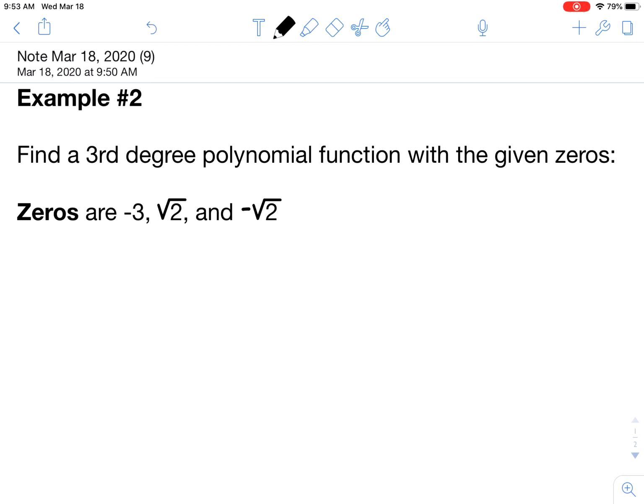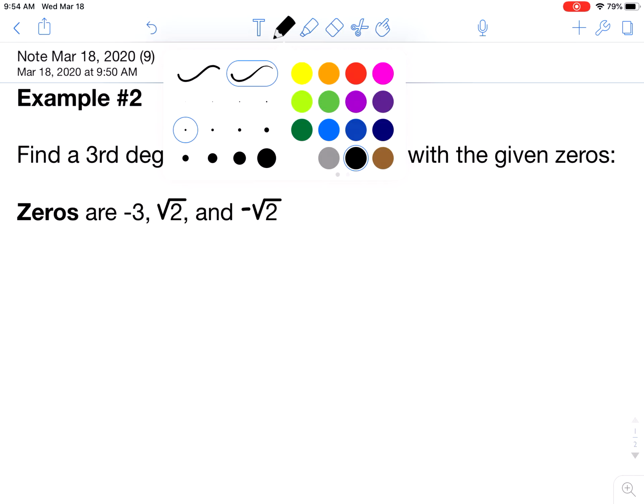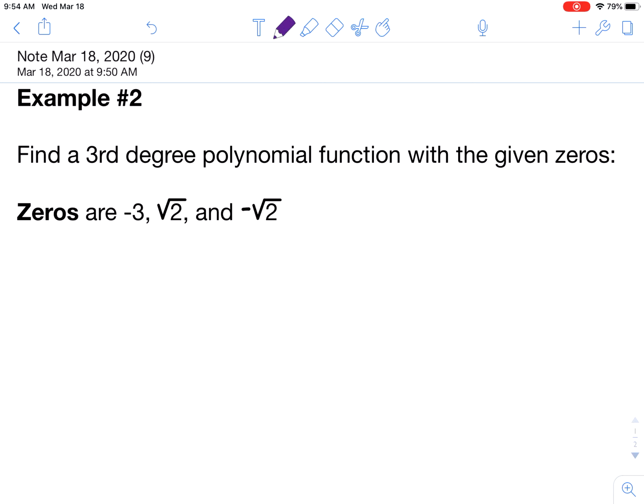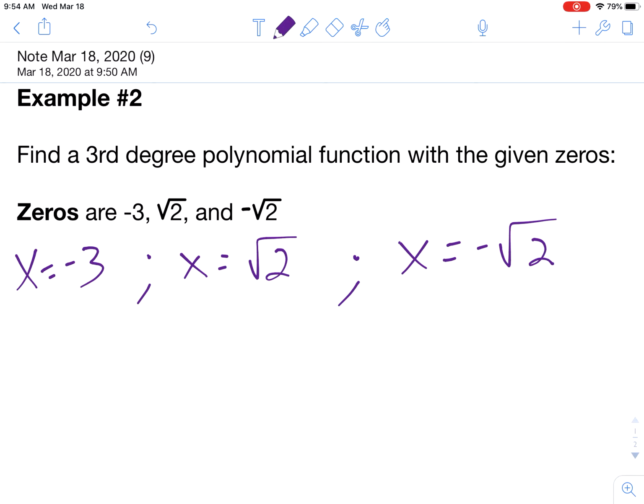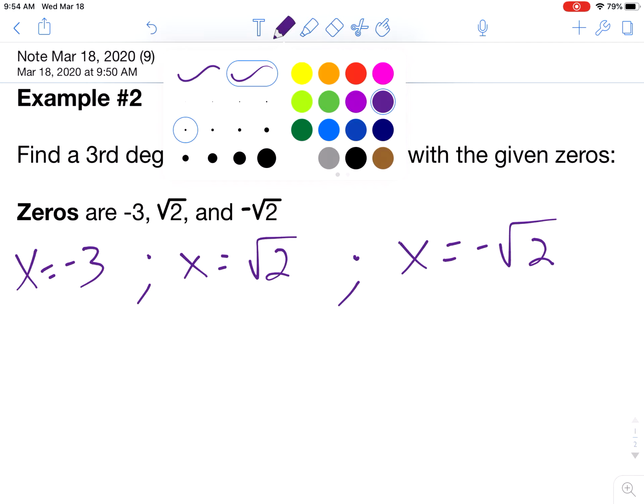So the work here for the second example is essentially the same as the first example, but this one's a little bit more difficult in the details. So I'm going to start by writing each of these zeros out in the proper notation. And again, the procedure is essentially the same.